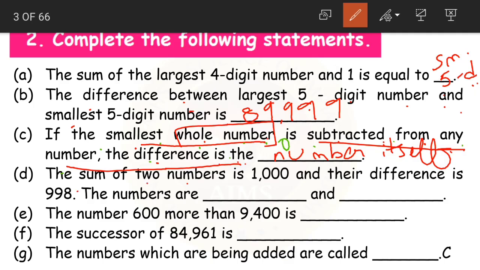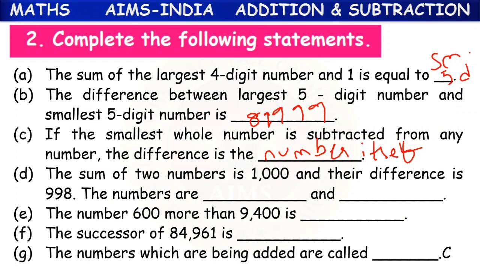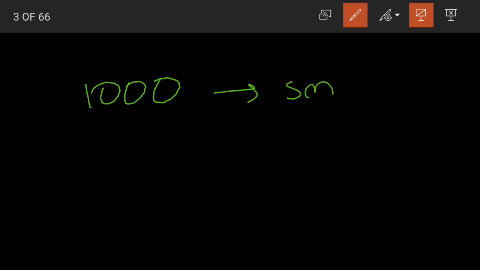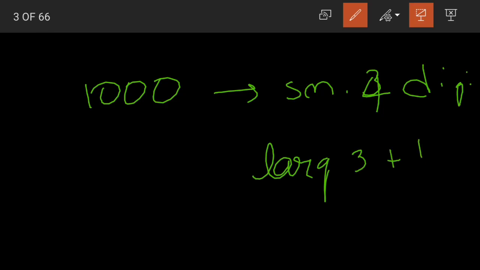The sum of two numbers is 1000 and their difference is 998. Now what are the numbers? To find out these numbers, children, see what they gave. The sum is 1000. Now what is this 1000? 1000 is our smallest 4-digit number. Now how do we get the smallest 4-digit number? Just now we have discussed, right? Largest 3-digit number plus 1.